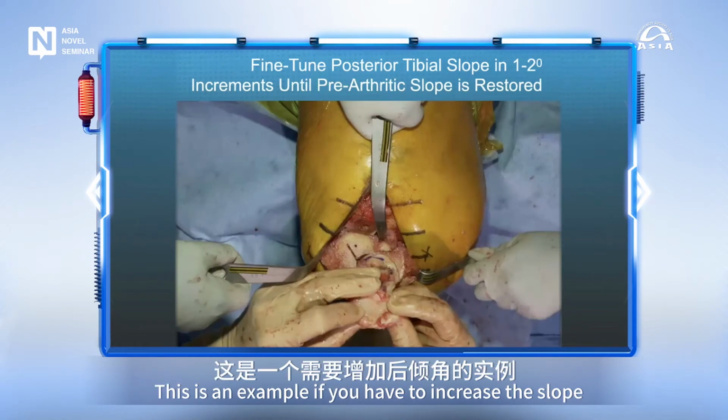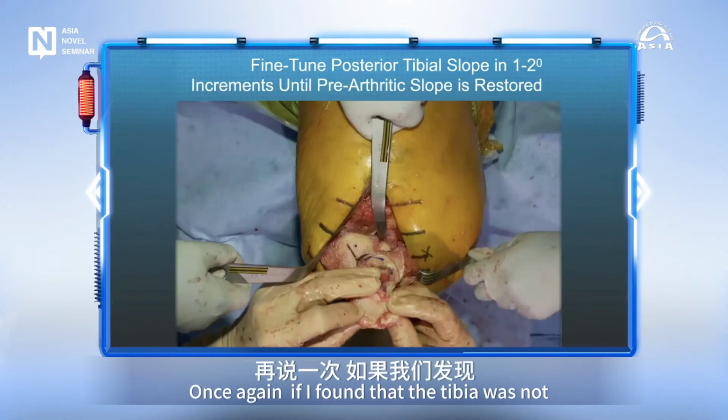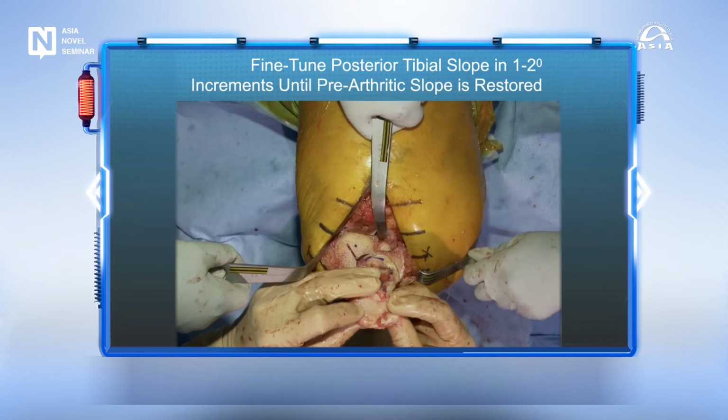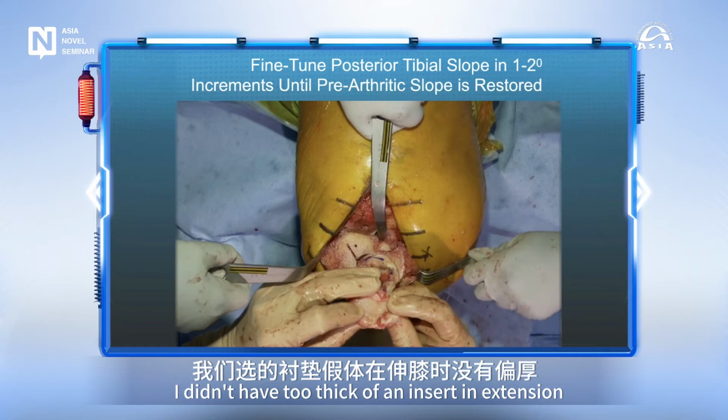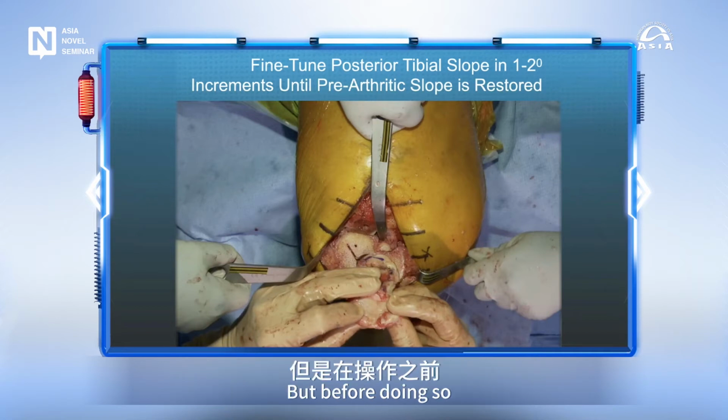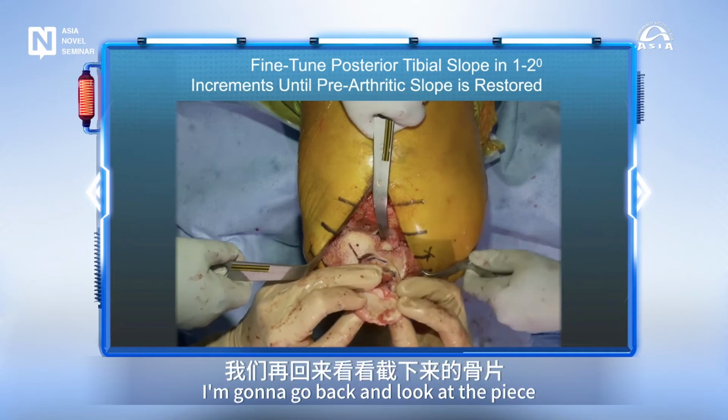This is an example if you have to increase the slope. Once again, if I found that the tibia was not 14 millimeters anterior, but 18, and I had nice stability in extension, which meant that I didn't have too thick of an insert in extension, then I would have to increase my slope. But before doing so, I'm going to go back and look at the piece.